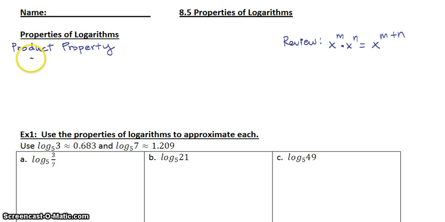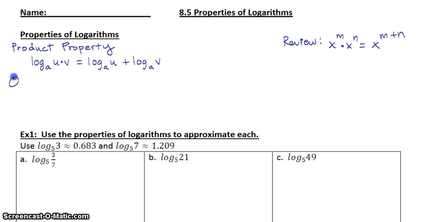When I have a log, here's what this looks like. Let's say I have log base a of u times v. That is the same thing as doing log base a of u plus log base a of v. So I split them up and they each got their own log.